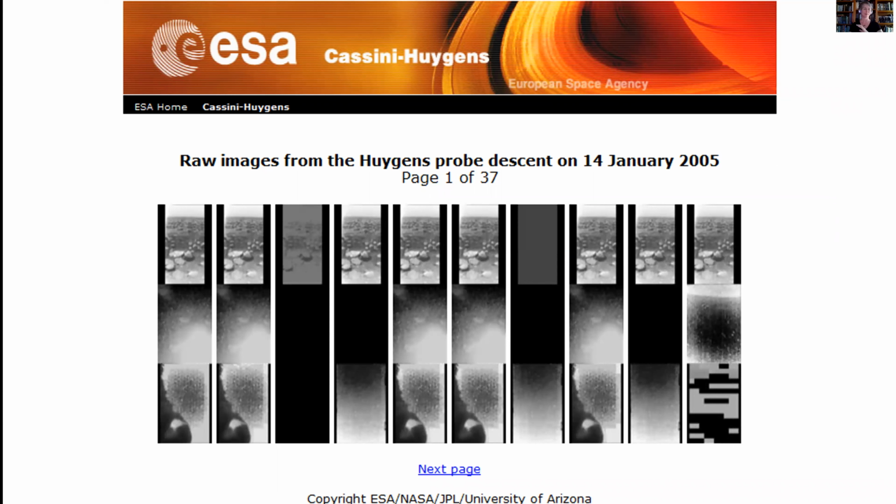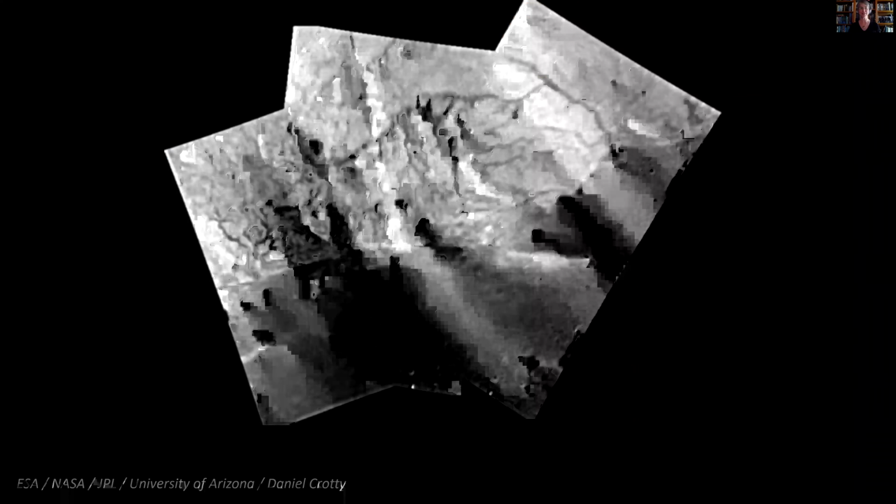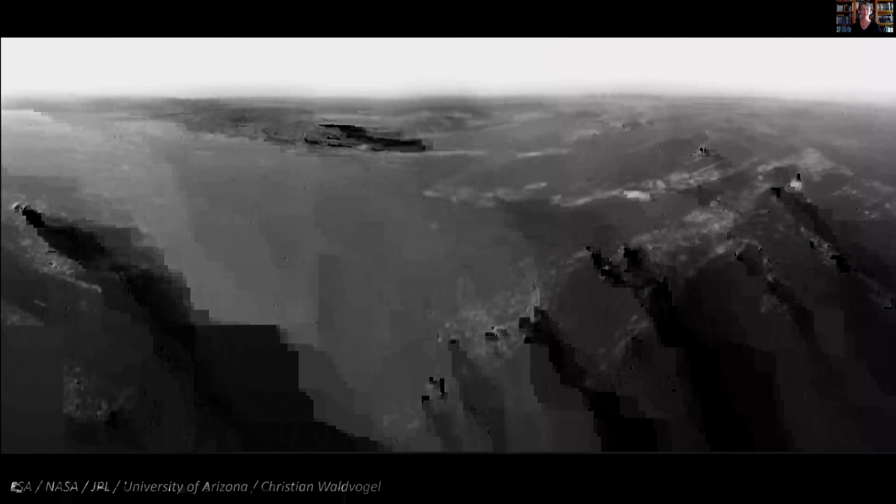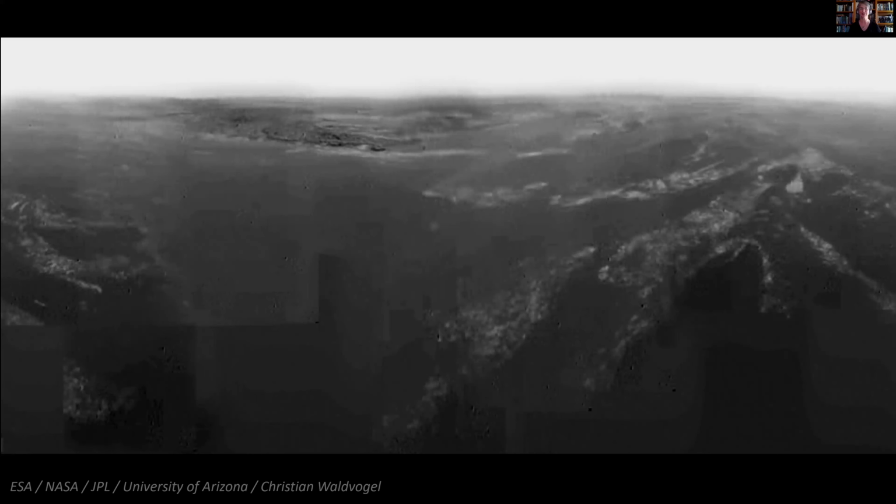The internet went nuts. Everybody downloaded all the data and started assembling their own versions of mosaics. So here's a very early one that was assembled by Daniel Crotty that you can see how all of these Titan rivers interface together. Here was another one by Christian Waldvogel that started looking at those side-looking images and trying to assemble the horizon. These images appeared on the internet within, I think, just a couple of hours of the data set having been released.